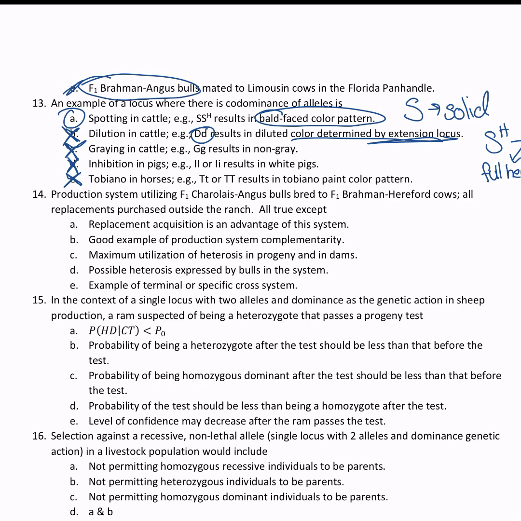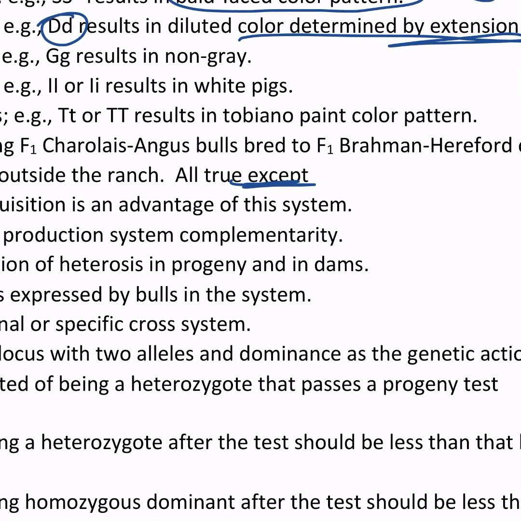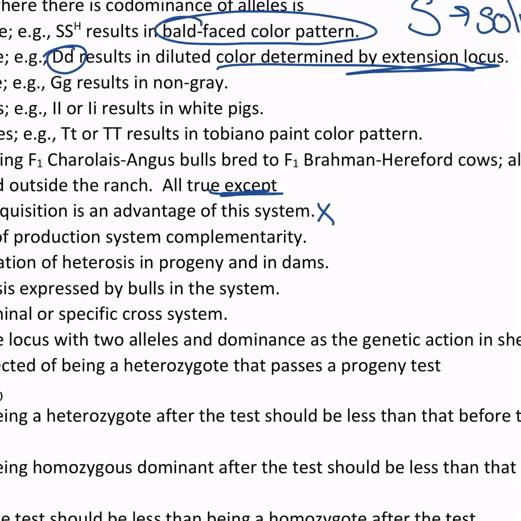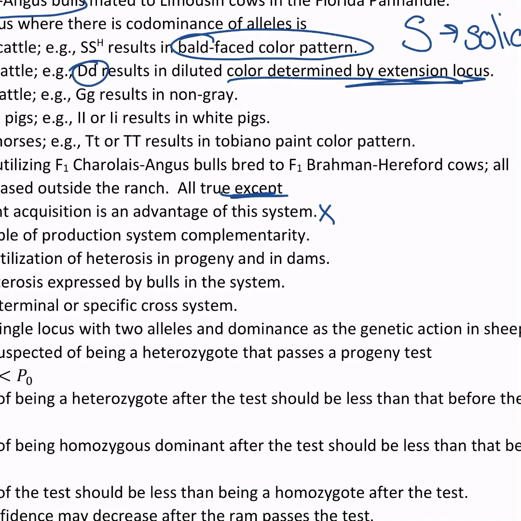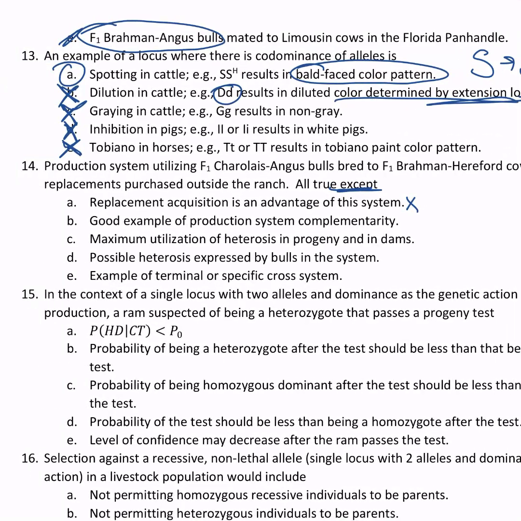Moving on to production system utilizing F1 Charolais Angus bulls bred to F1 Brahman Hereford cows. We have all replacements purchased outside the ranch. We're looking at all are true except, so we're looking for the incorrect answer. Replacement acquisition is an advantage of this system. That is incorrect. In fact, finding replacements for these F1 Brahman Hereford cows is not necessarily a challenge, but it is something extra that you have to do.